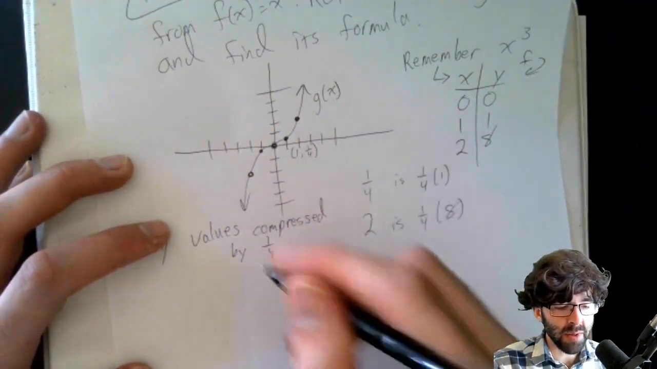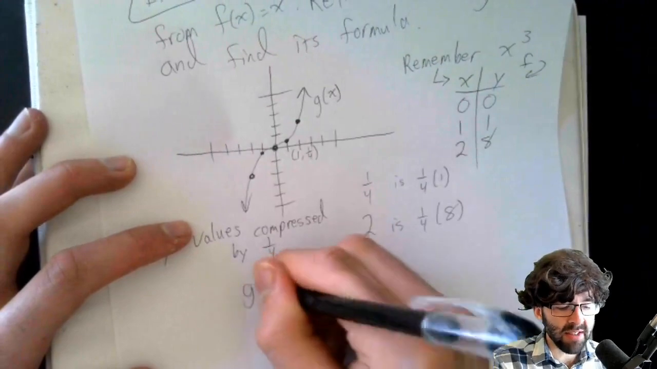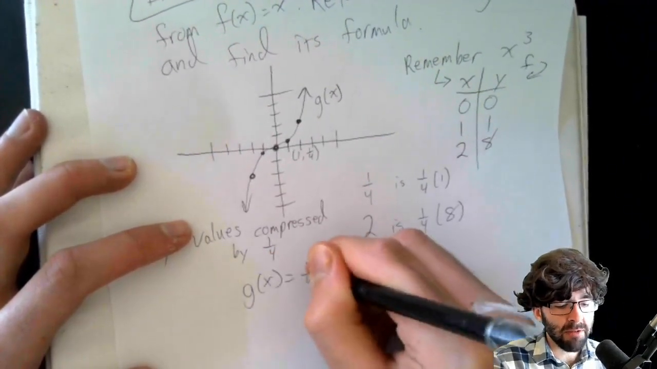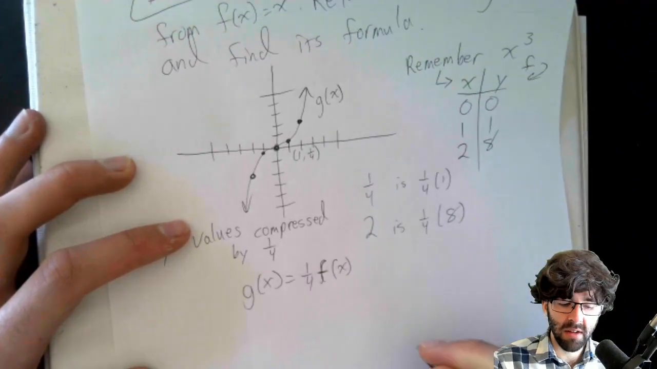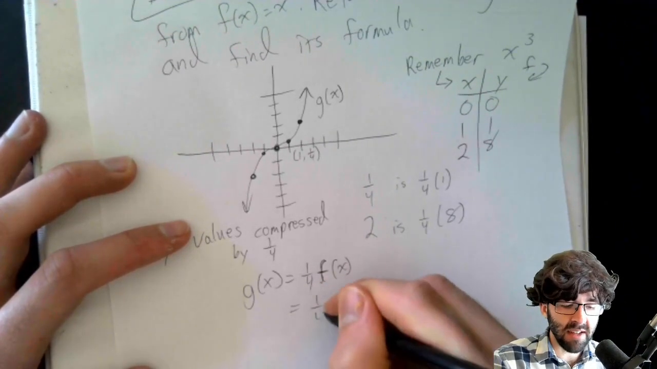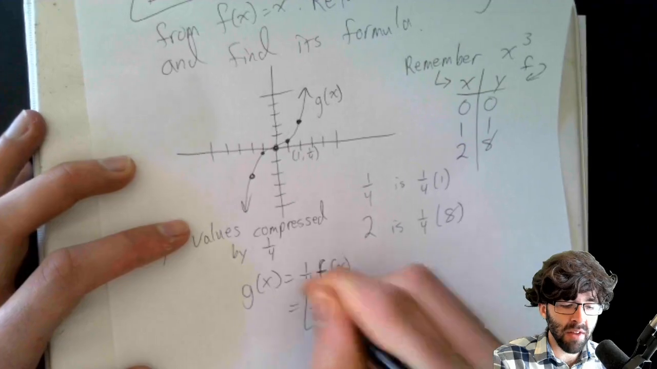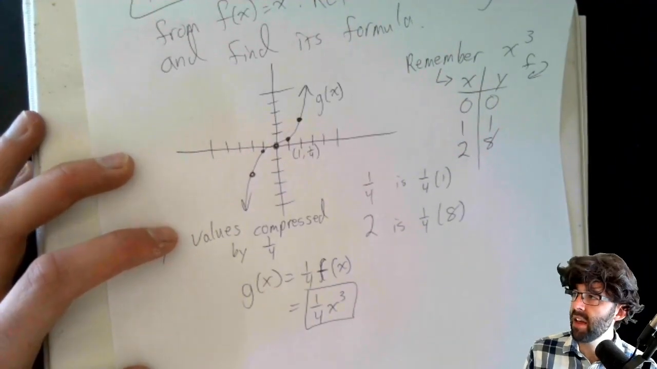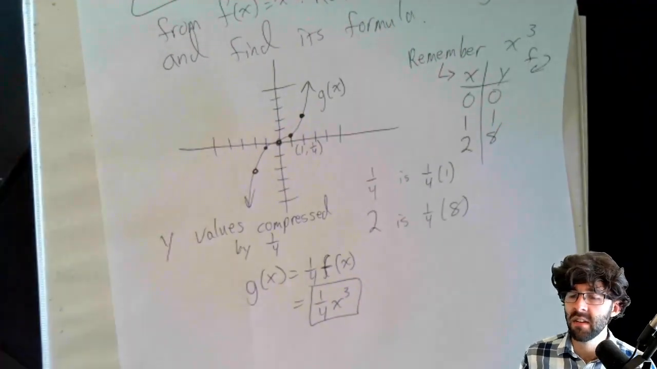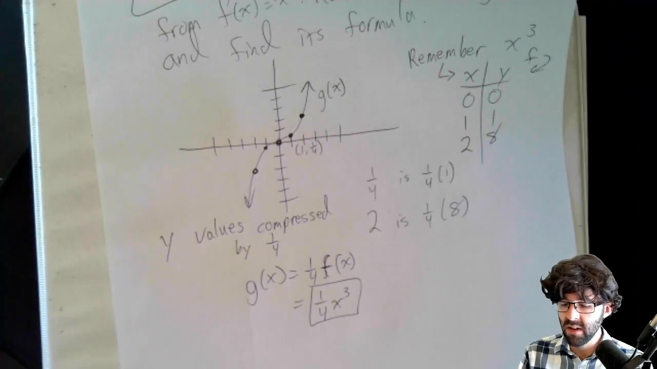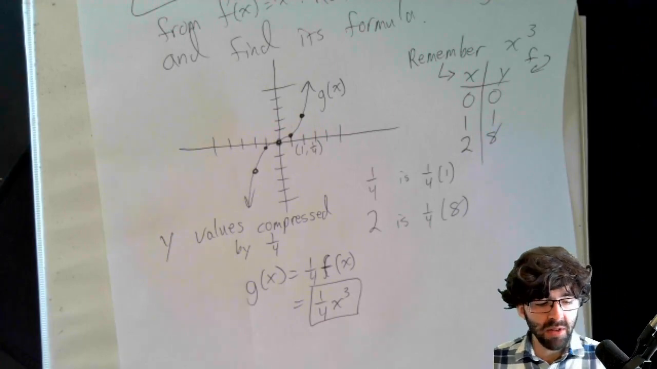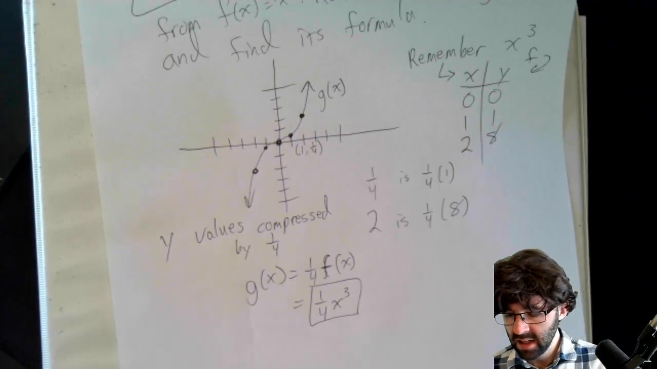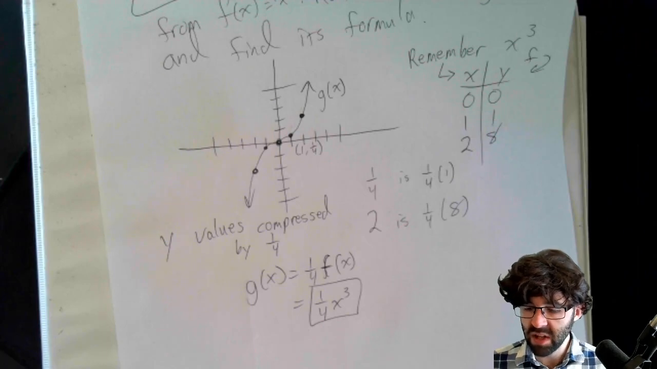So what we're going to do is we say, okay, g of x then is 1/4 of f of x. And f of x is x cubed, so g of x is 1/4 x cubed. And that's our answer here. Okay? That's how we do this sort of problem. Any questions so far? Before we get into horizontal compression.